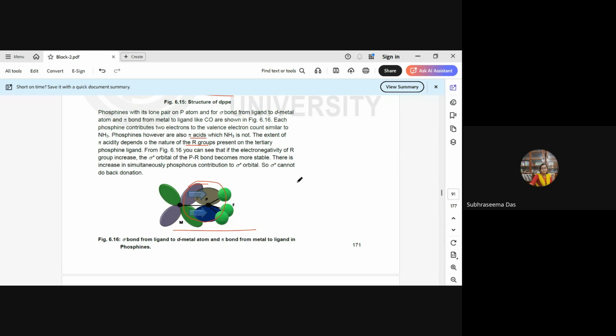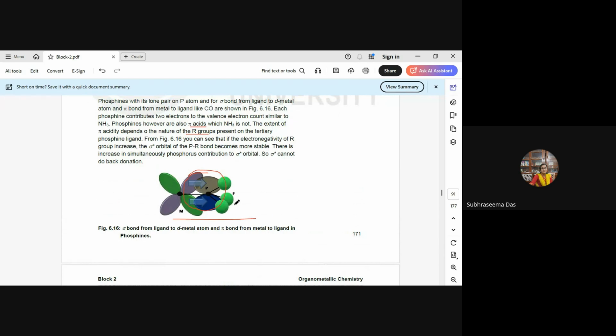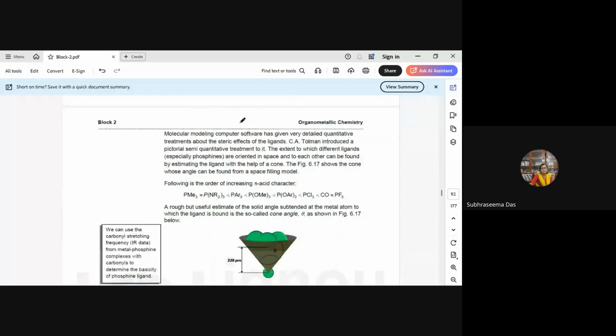So we see that there are certain properties of phosphines which are similar to either the CO ligand or the NH3 ligand, and because of this they are considered as ligands. Even molecular modeling, that is the computational studies, have also indicated the steric effects of the ligands.